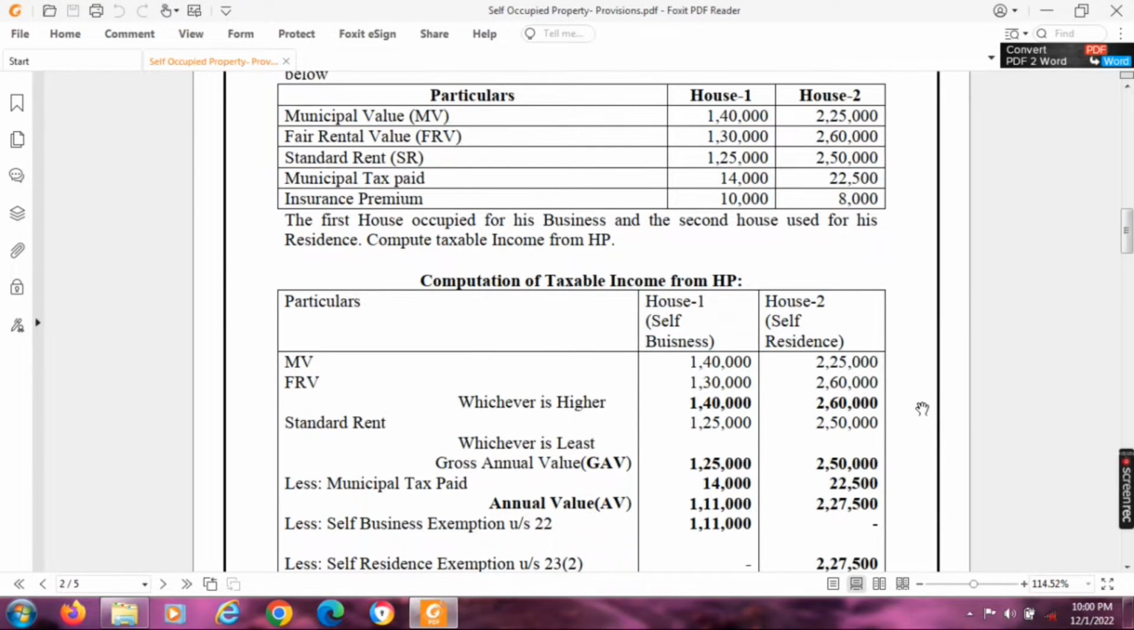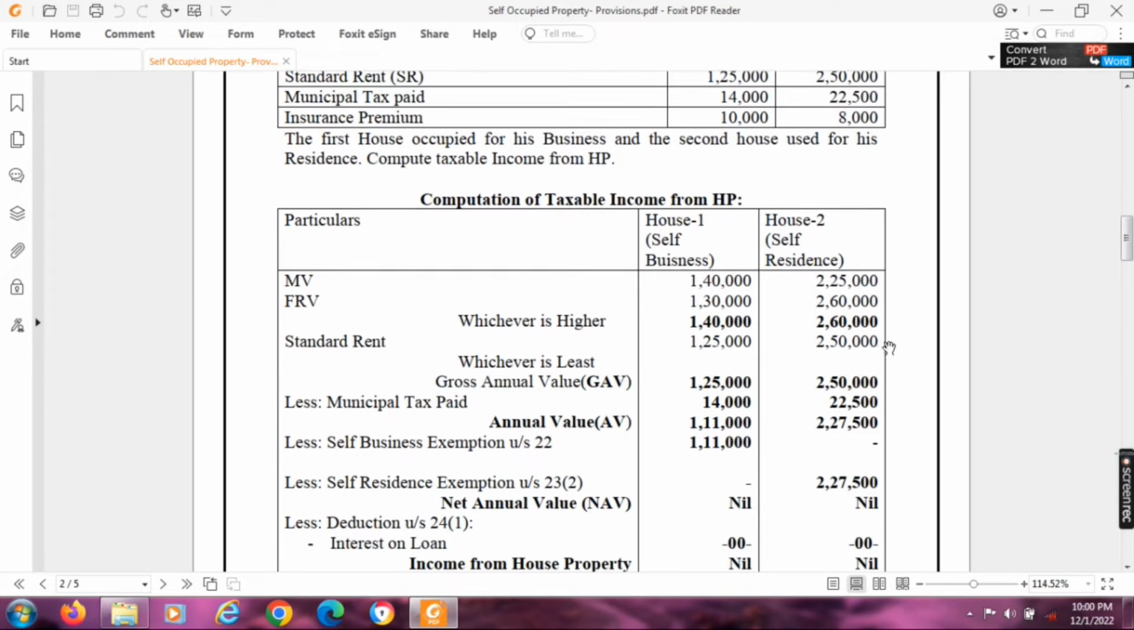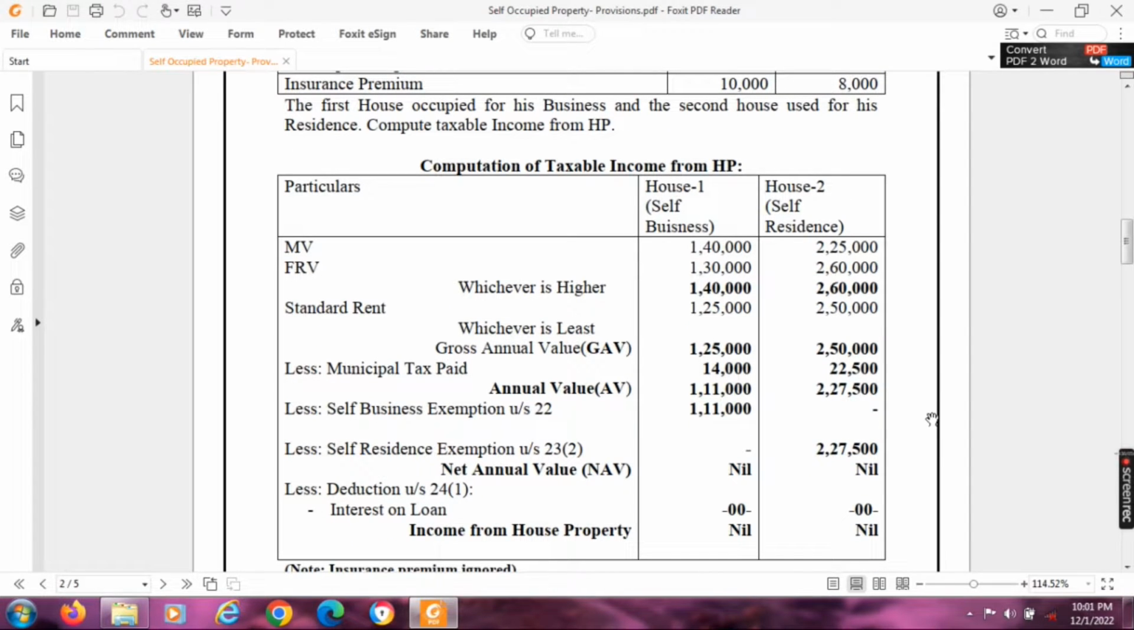Let's see the answer. Computation of taxable income. House 1, self-business. House 2, self-residence. First step, municipal value or fair rent, whichever is higher. With that value, we have to compare the standard rent, whichever is least. That value is the gross annual value. So for the first house, 1,25,000. For the second house, 2,50,000. Less municipal tax paid. For the first house, 14,000. For the second house, 22,500. Deduct that. Balance is the annual value. For the first house, 1,11,000. For the second house, 2,27,500.